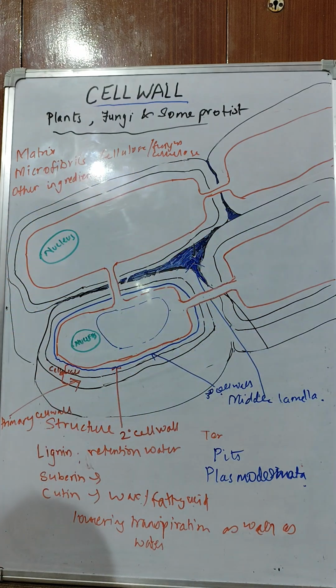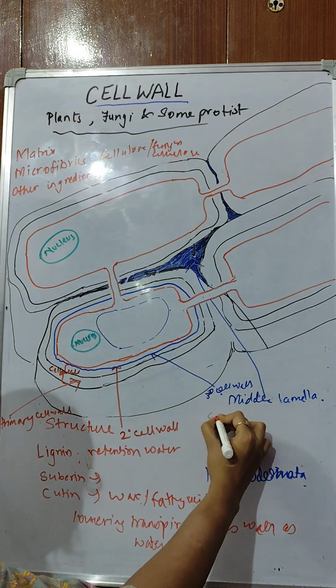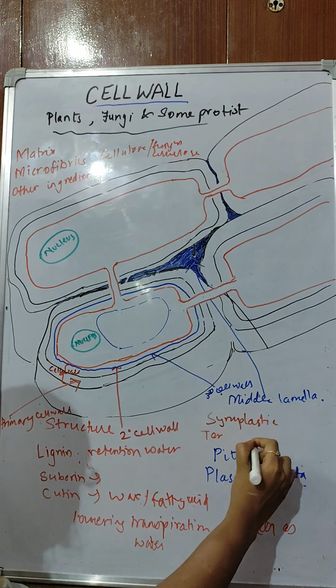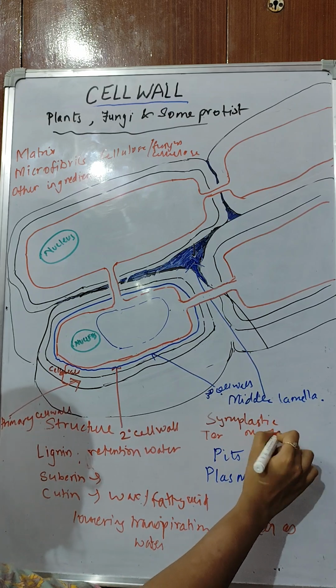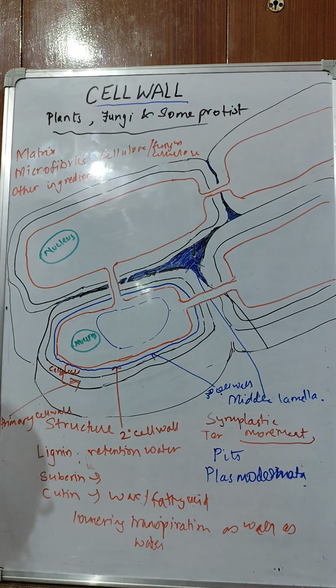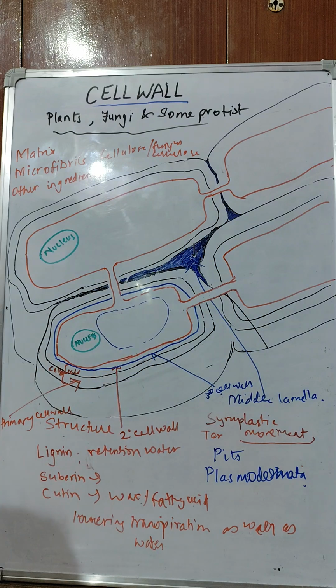This is the channel between the cell walls, and the movement through this channel is known as symplastic movement. This question has been asked many times in many exams, especially in NEET. So symplastic movement occurs through plasmodesmata. So this was about the cell wall. I hope you understood it well. Thank you.